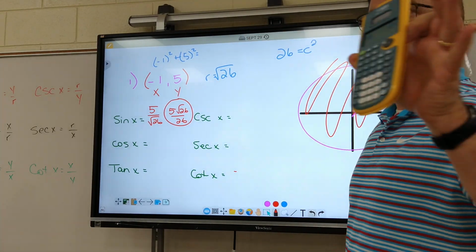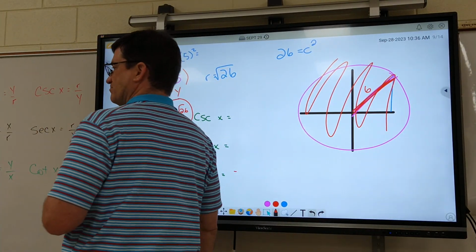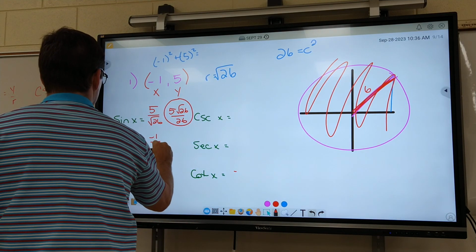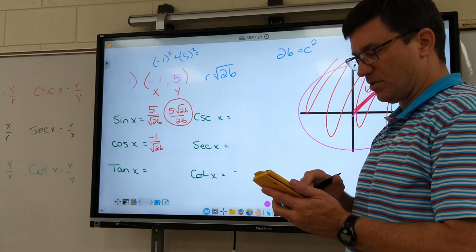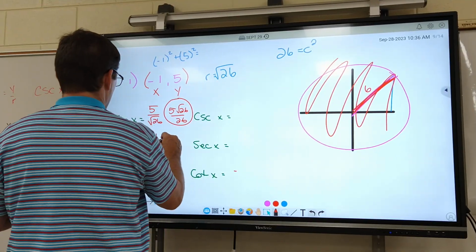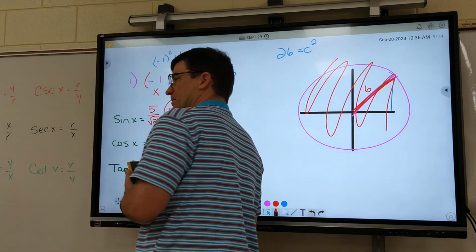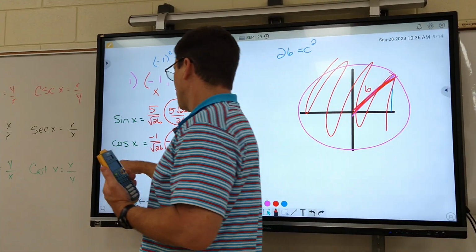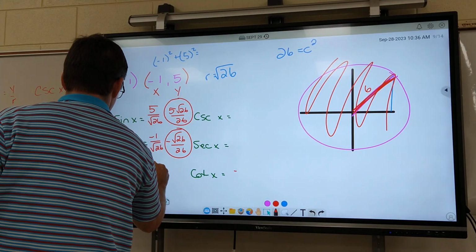Any question? Okay. Julia, what's my formula for cosine? It's on the board. So now I put -1 over root 26. Can I leave it like that? No. Put it in your calculator and simplify it. -1 on top, root 26 on bottom. It will give you negative root 26 over 26. All right, last one on this side. Tangent's y over x. All you got to do is 5 over -1. That's just -5.